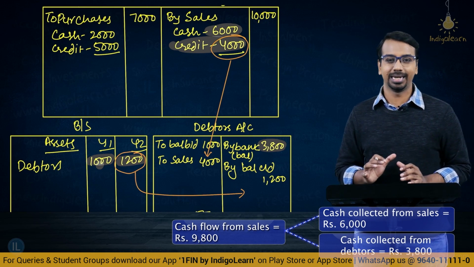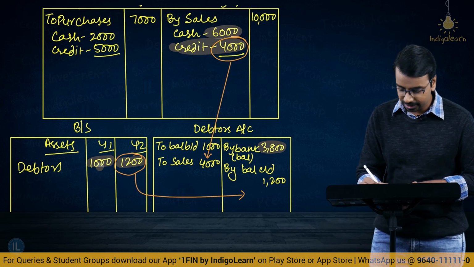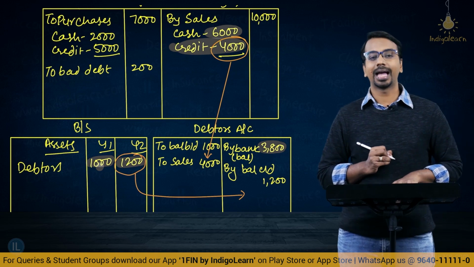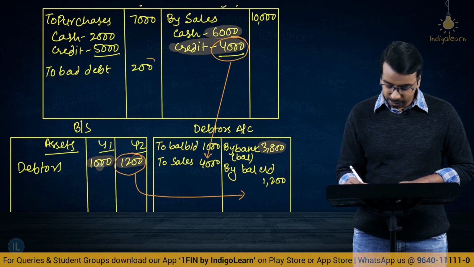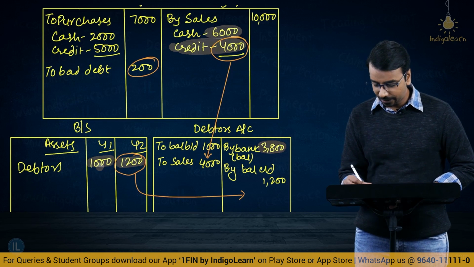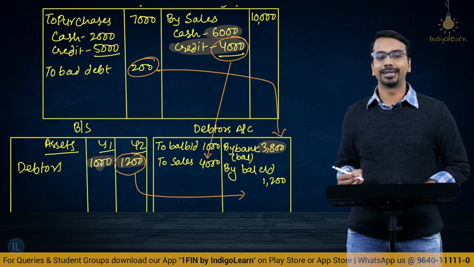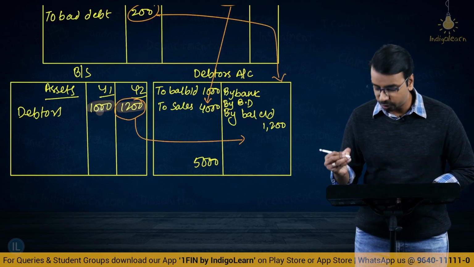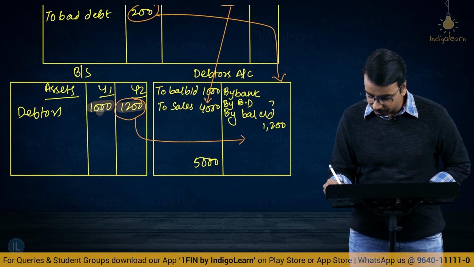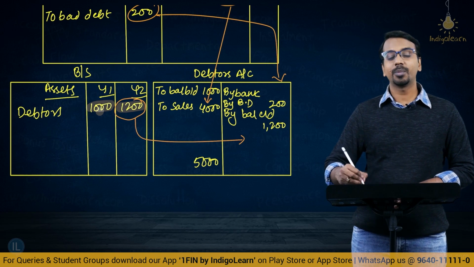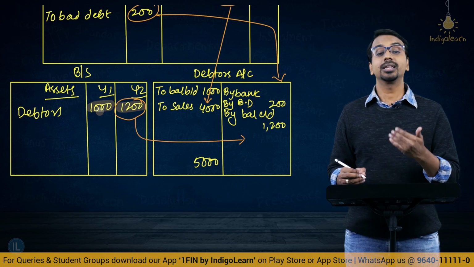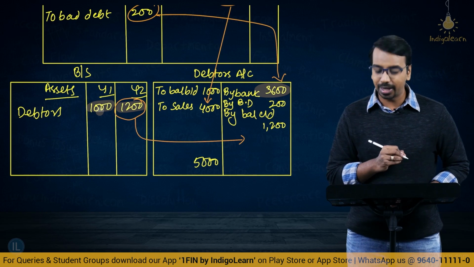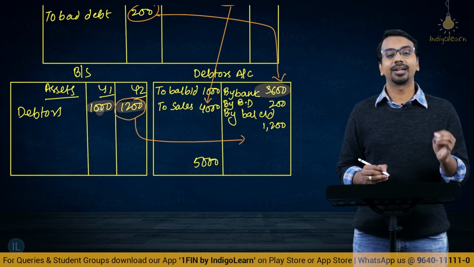Let us change the example slightly. Let's say apart from purchases, I have a bad debt of 200. Now, this bad debt of 200, where will I post it? I will again post it to the credit of my debtors account. So if you come to the debtors account, you'll have one more line item saying by bad debts, and the amount is 200. Now 5,000 minus 1,200 was 3,800, minus 200 you have 3,600. Now this becomes my cash flow, this becomes my cash collected from debtors.